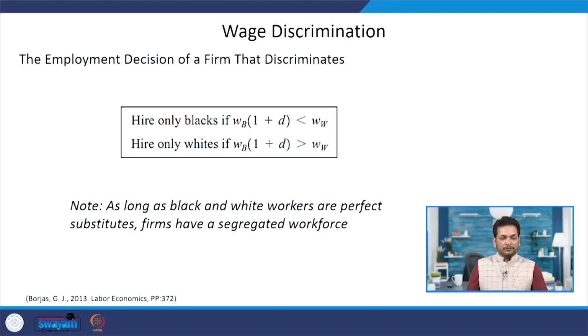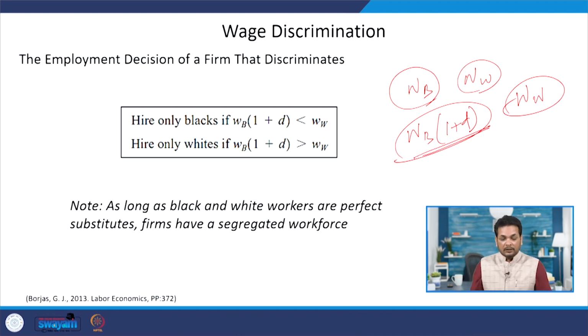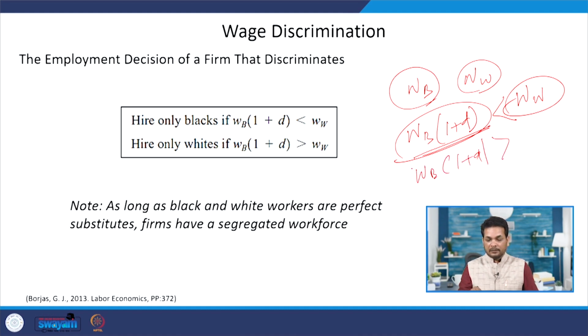So, if it is a discriminatory firm, the earlier wage rate for the black was WB and the wage rate for the white was WW. A non-discriminatory firm was comparing WB and WW, but a discriminatory firm is going to compare WB into 1 plus D and WW, because this is the utility adjusted price to hire a black worker. Now, the firm is going to hire only black workers if WB into 1 plus D is less than WW, and if WB into 1 plus D is greater than WW, then the firm is going to hire white workers only.